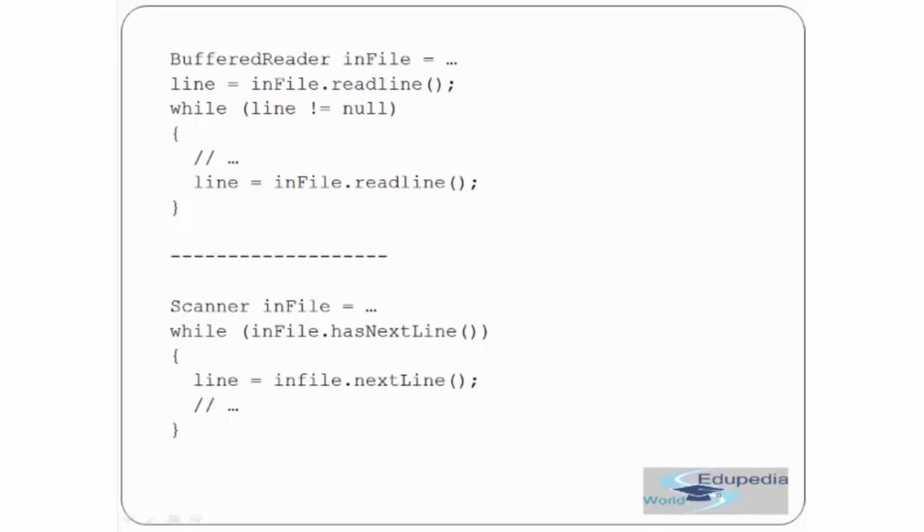After that, we have Scanner inFile equals new Scanner, and then while inFile.hasNextLine, and then inFile.nextLine we are doing, and using that we are taking it as a whole line. So this is how we actually do it.